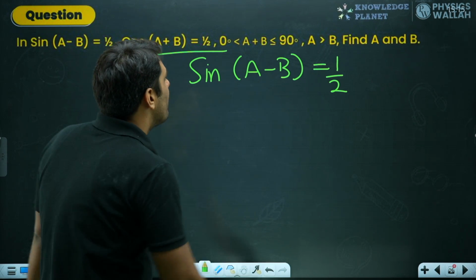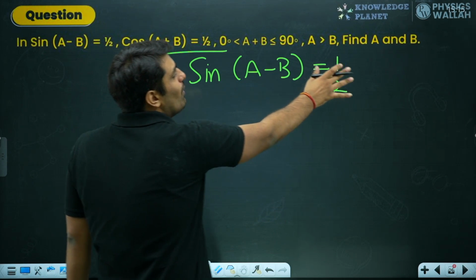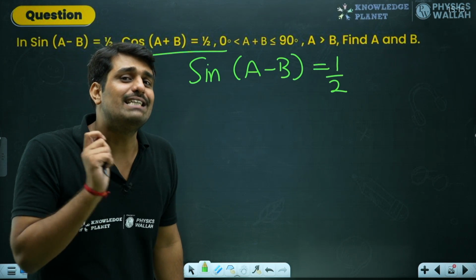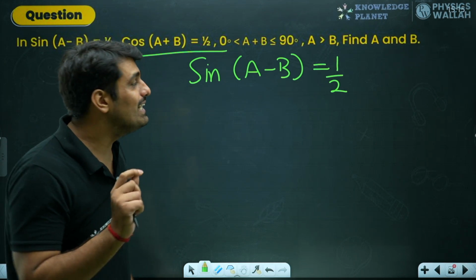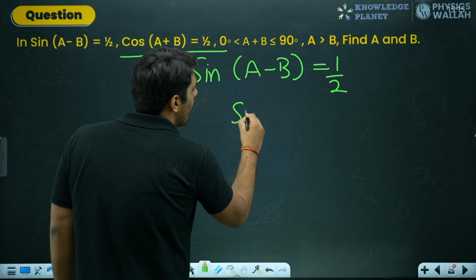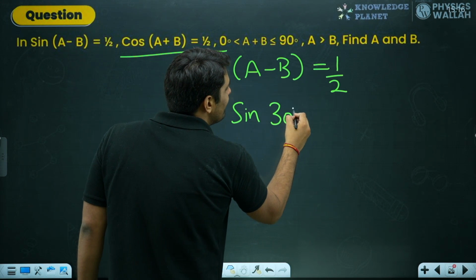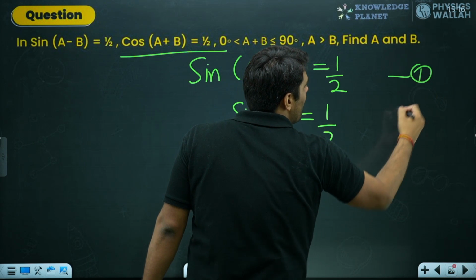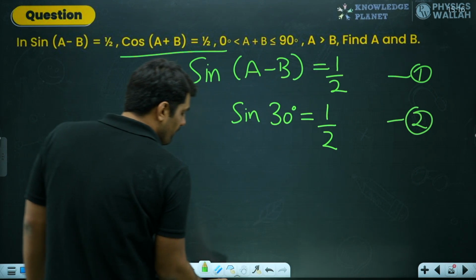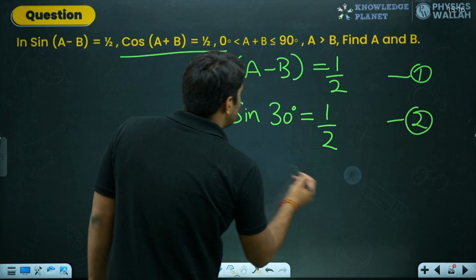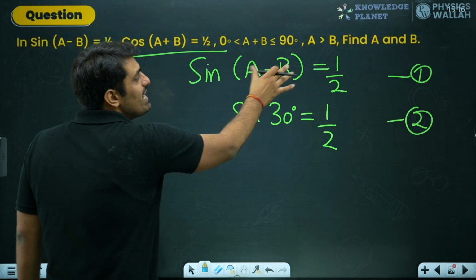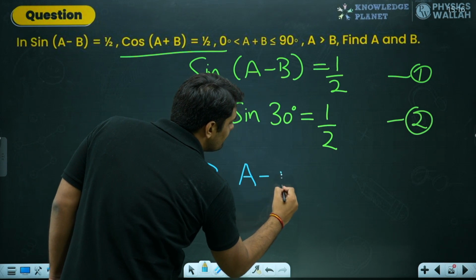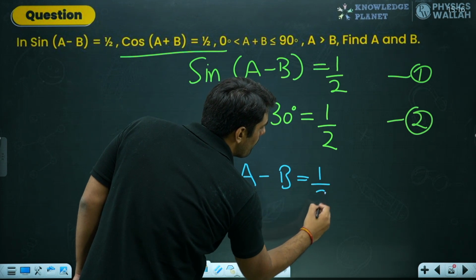You will realize how. Sine of any particular angle is 1 by 2. So basically I should be thinking about for which specific angle the sine value will be 1 by 2. I should easily come to the point that sine of 30 degrees is 1 by 2. Do the comparison of these two things. You will realize that sine of 30 degrees is 1 by 2 and sine of a minus b is 1 by 2. So this basically indicates a minus b is equal to 30 degrees.